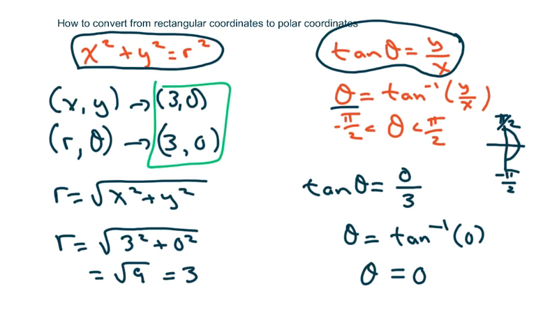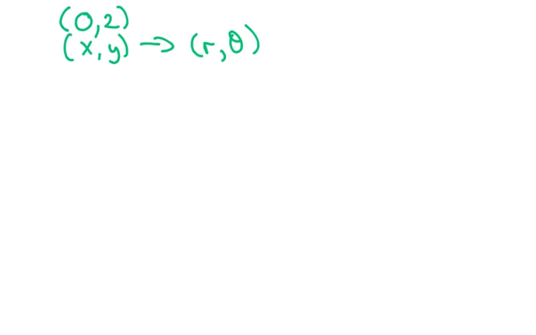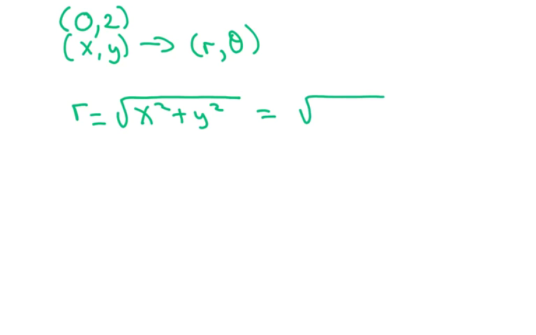Okay? So let's do some more that are a little more complicated. Let's do 0, comma 2. That's your xy. And we want to convert it to r comma theta. So the first thing we're going to do is r equals square root of x squared plus y squared. And this gives me square root of 0 squared plus 2 squared, which equals the square root of 4, which equals 2. So here we already have our r is 2.